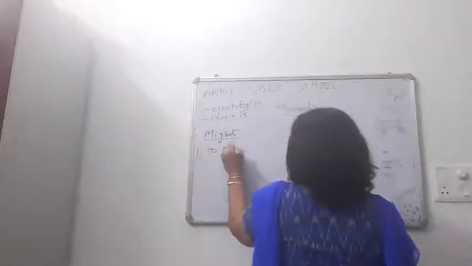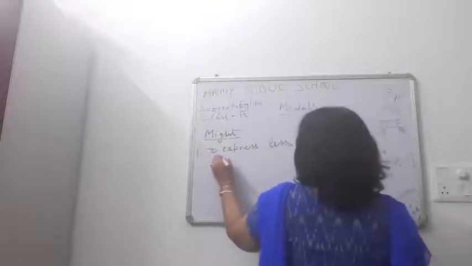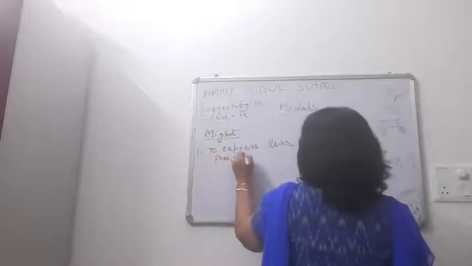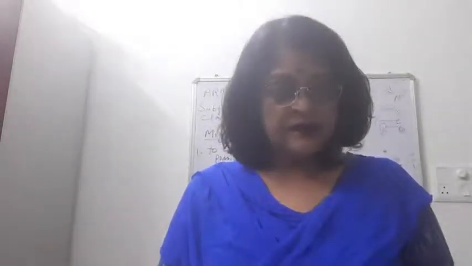So the uses of might is to express less possibility. So first use is to express less possibility. He might help us. She might be a winner in the competition.